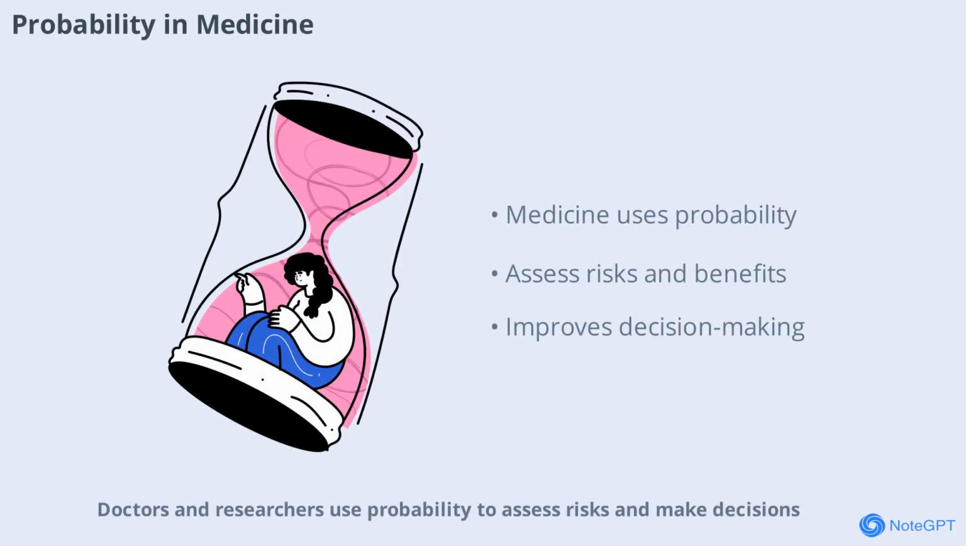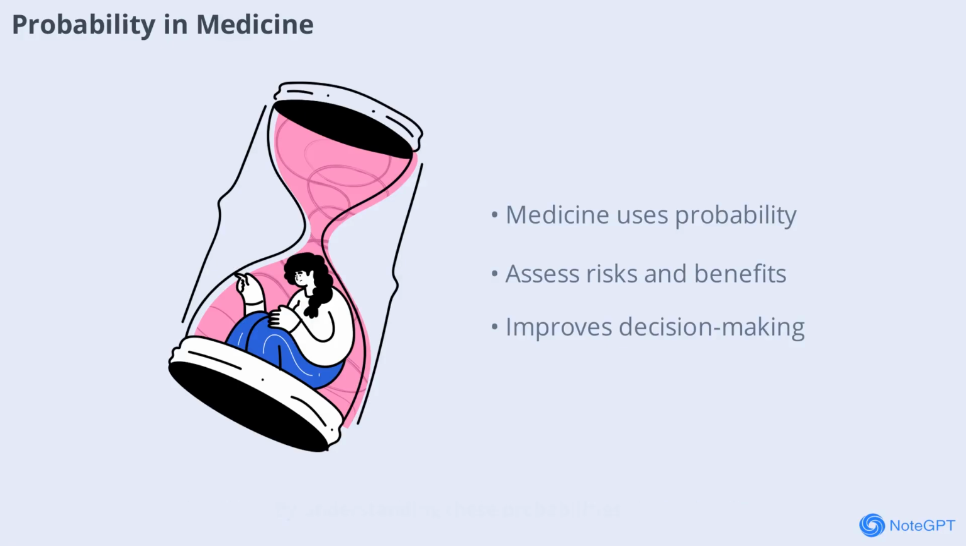Doctors and researchers use probability to assess risks and make decisions. For example, the probability of a treatment being effective or the risk of side effects. By understanding these probabilities, medical professionals can recommend the best options for patients and improve health outcomes.